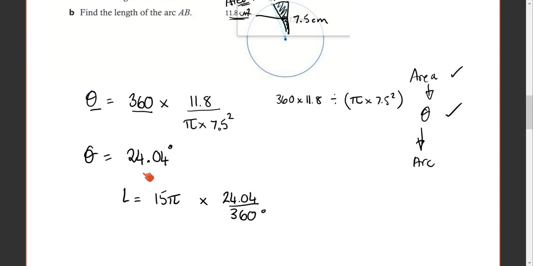So, worked out the angle. Now for the arc length: total arc length multiplied by the fraction. I'm doing this the other way around than the formula we did yesterday. I hope that's not caused you any problems. It could do, so put it back the other way if you prefer.